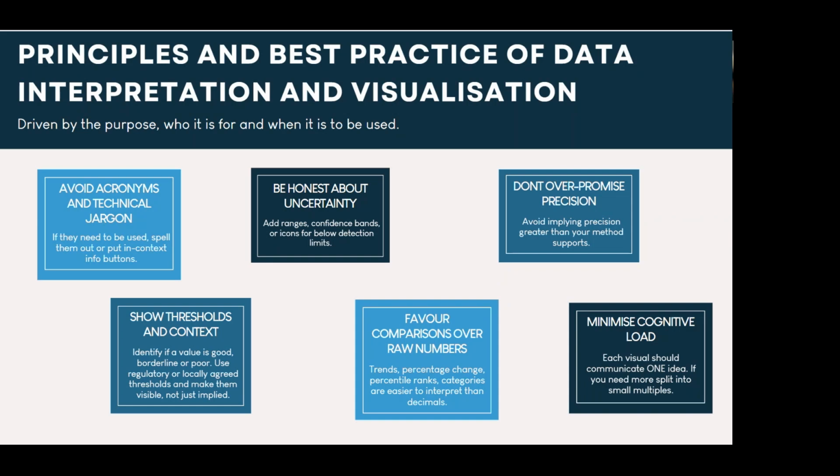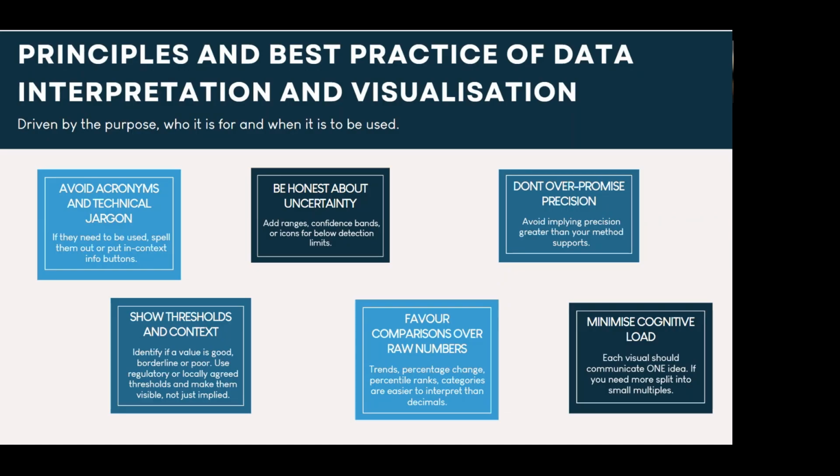But these 6 best practices are something that you should keep in the back of your head when you're looking at it. So where possible, you want to avoid using acronyms or technical jargon. Make sure that anything that you do with data is appropriate for the identified audience. If you do have to use acronyms, they're not always avoidable, just make sure that they're spelled out or put in the relevant context.